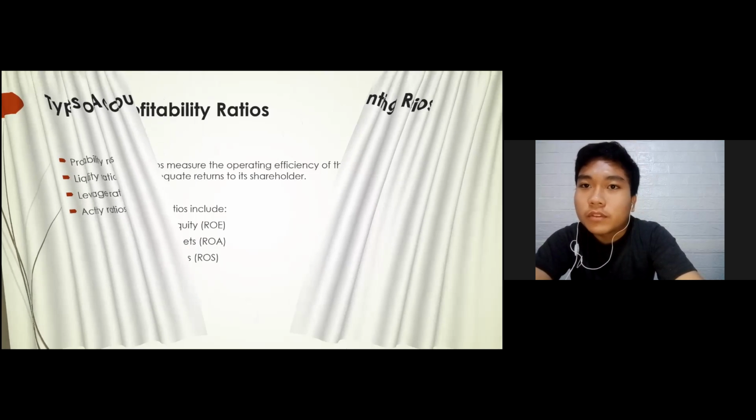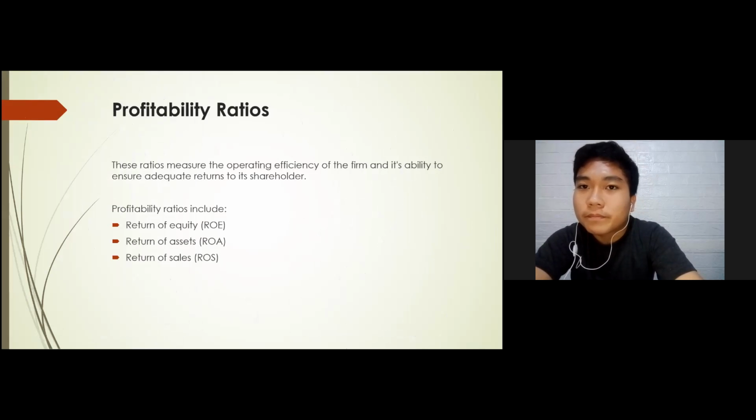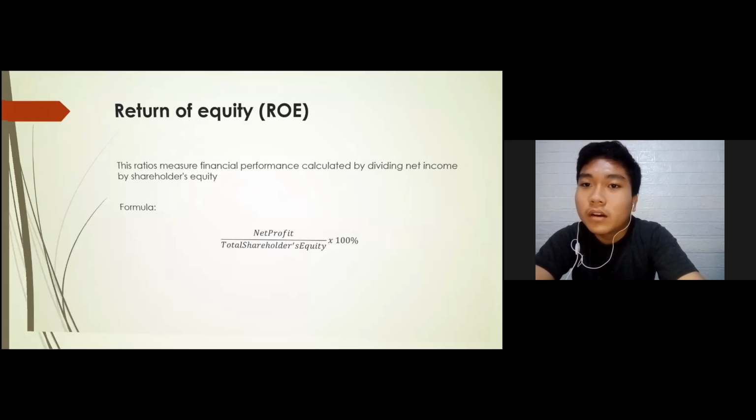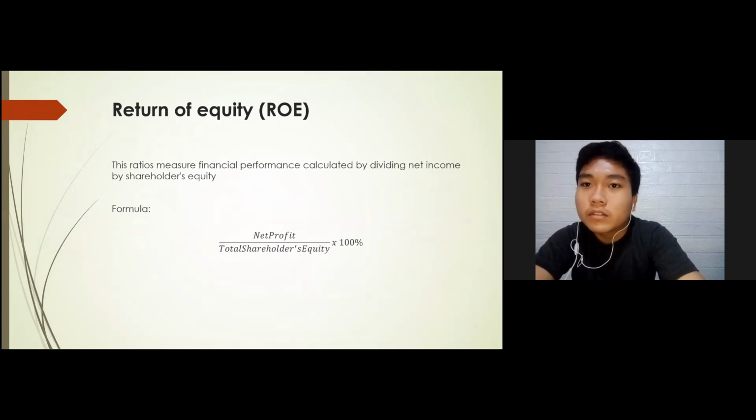First, profitability ratios. These ratios measure the operating efficiency of the company and its ability to ensure adequate returns to its shareholders. Profitability ratios include return on equity or ROE, return on assets or ROA, and return on sales or ROS.